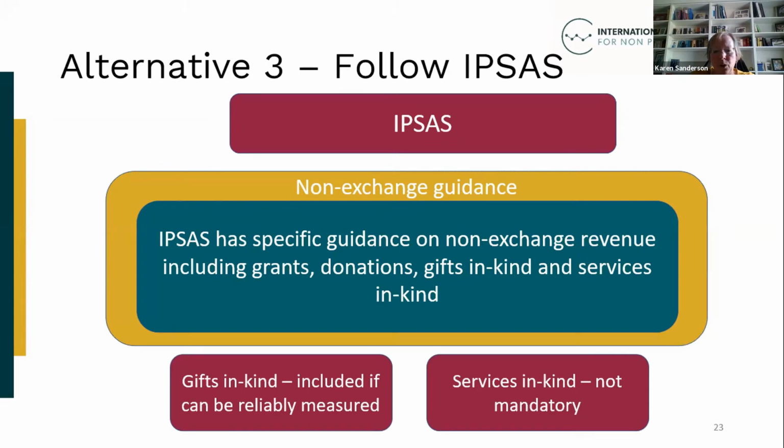So consequently, all gifts in kind would be required to be recognised on receipt, subject to any conditions needing to be satisfied and being able to measure them reliably. Under IPSAS 23, NPOs are encouraged but not required to recognise services in kind. So this alternative therefore provides the potential for an exemption to the recognition of services in kind. And again, this alternative would be supported by guidance about how to implement the standards and recommended disclosures.